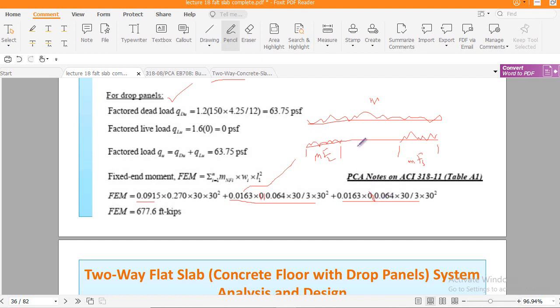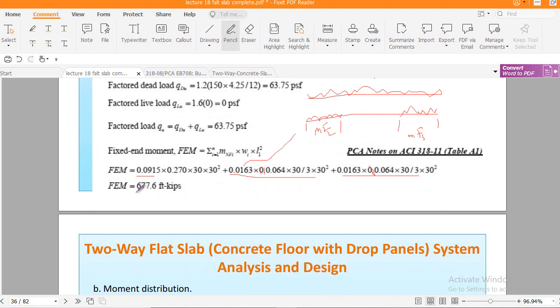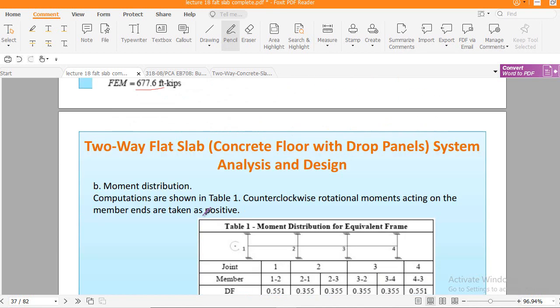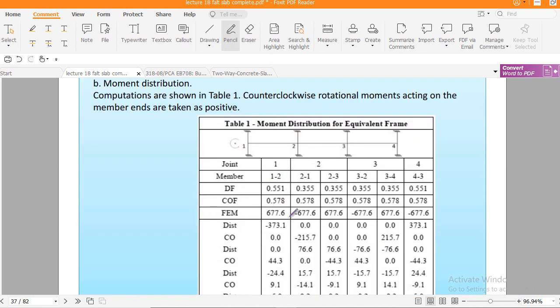0.064 is the drop panel loading. So we find out the effects and moment is this one, and you see here, right? Remember, this kind of moment is positive and this kind of moment is negative. Similar, this is positive, this is negative, right? This is negative and this is positive. Okay, so you don't need to be confused.